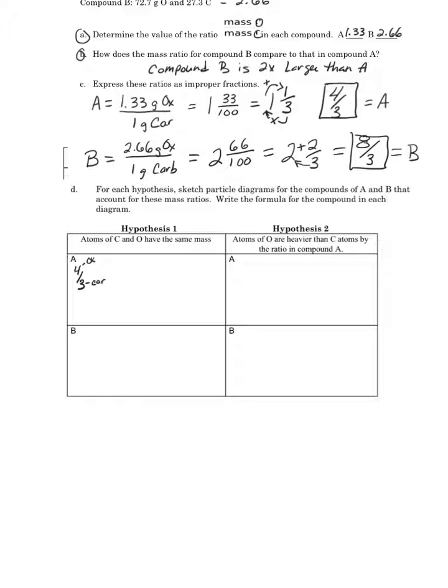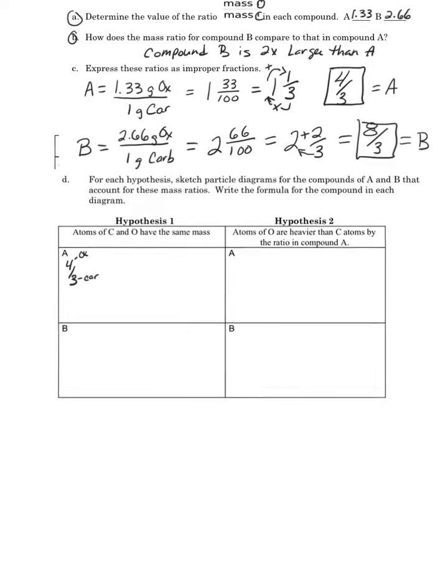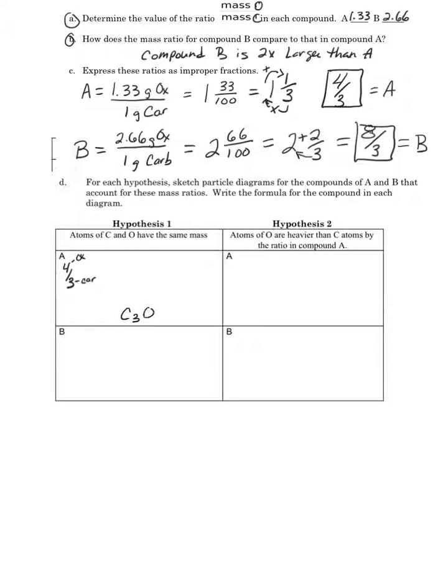So our formula would be C3O4. Now I'm going to draw those molecules. I'm going to use red for oxygen and blue for carbon. So there's my 3, trying to make them touching, 3 carbon, and here's my 4 oxygen. I think I'll put 2 above and 2 below, why not? Okay, so there's my compound for C3O4.